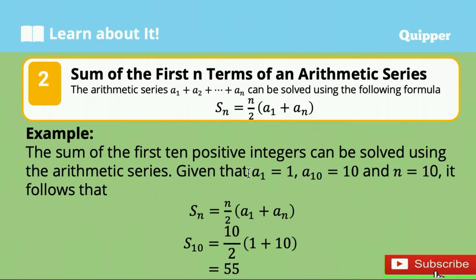Now, substituting these necessary values into our formula, the series of the first 10 positive integers is equal to 10 over 2 times 1 plus 10. Then simplifying, 1 plus 10 is 11, and 10 divided by 2 is 5. Then 5 times 11 is 55. Therefore, the series of the first 10 positive integers is equal to 55.